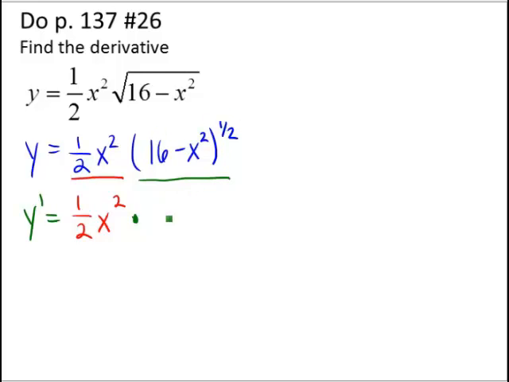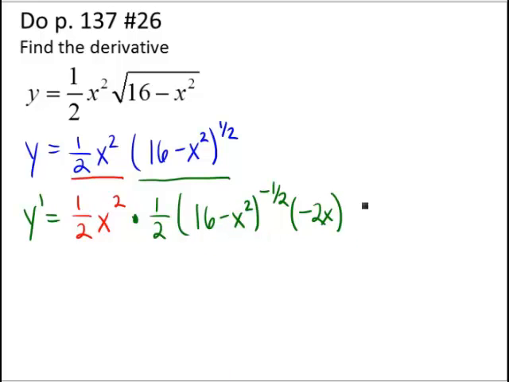I'm going to bring the 1/2 out front, rewrite it, lower it by 1, and take the derivative of what's inside. So the derivative of the 16 minus x squared, that's a 0, and then I have a negative 2x. So there's a lot going on in that, taking the derivative of the second part.